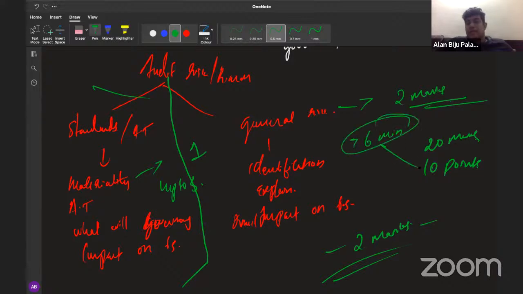So you must complete all the 10 points within 36 minutes. And if you're not able to complete within this stipulated time, then skip that and move on to the next question. Or else you won't be able to complete the total exam on time. So always consider like this.